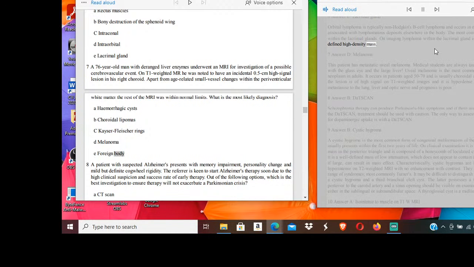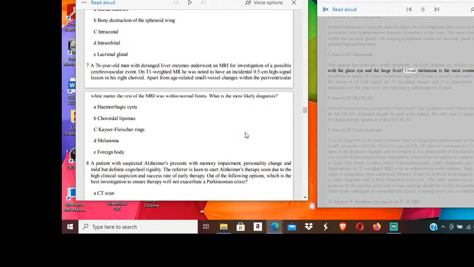7. Answer D, melanoma. This patient has metastatic uveal melanoma. Medical students are always taught to beware of the man with the glass eye and the large liver. Uveal melanoma is the most common primary intraocular neoplasm in adults. It occurs in patients aged 50 to 70 and is usually choroidal and unilateral.